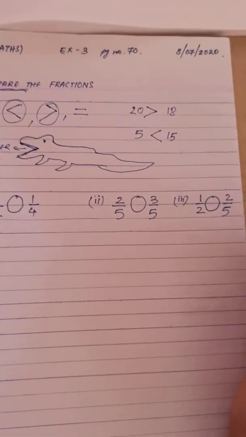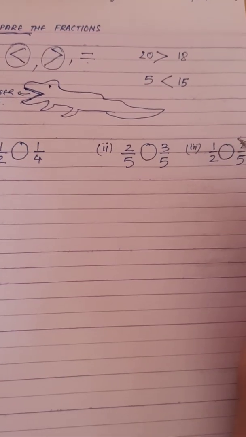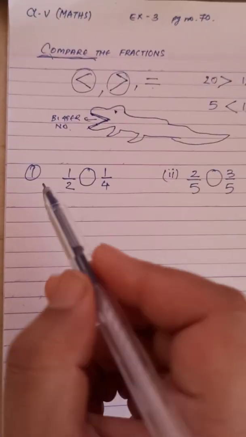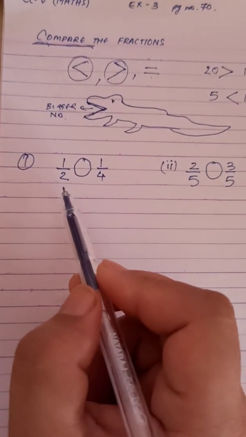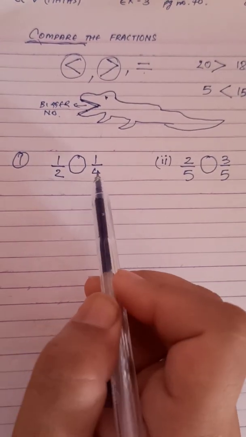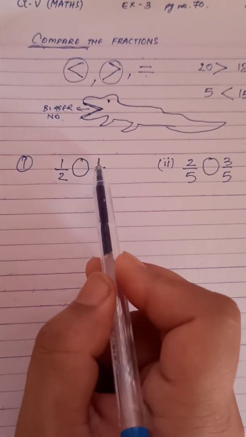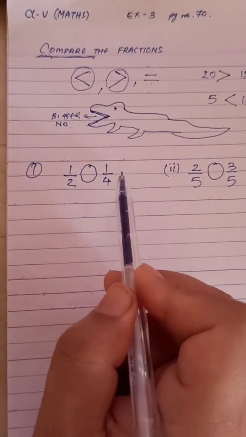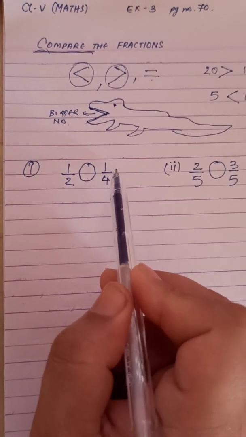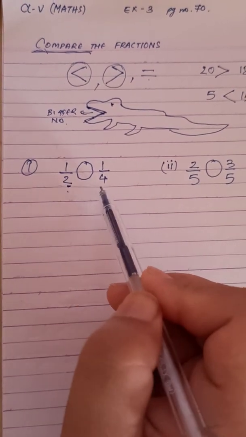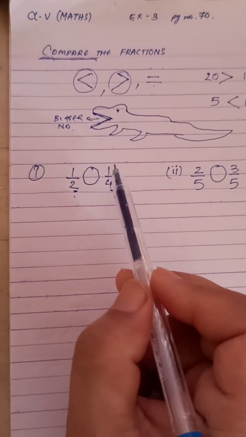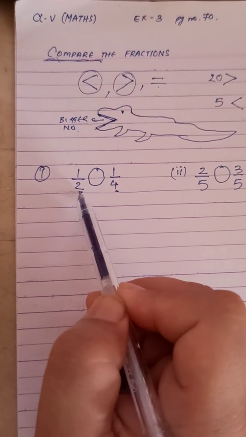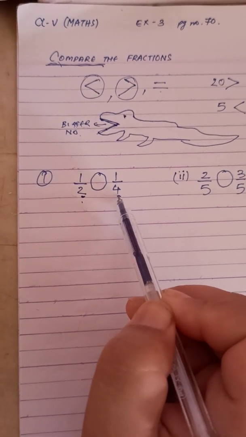Okay, so this comparison is very important. There are different methods of doing this, but the best way is, let me tell you. Let us come back to the first one first. 1 by 2 and 1 by 4, both the numerators are same. When the numerators are same, listen to this very carefully. When the numerators are same, look at the denominators. Here the denominator is 2 and here the denominator is 4.